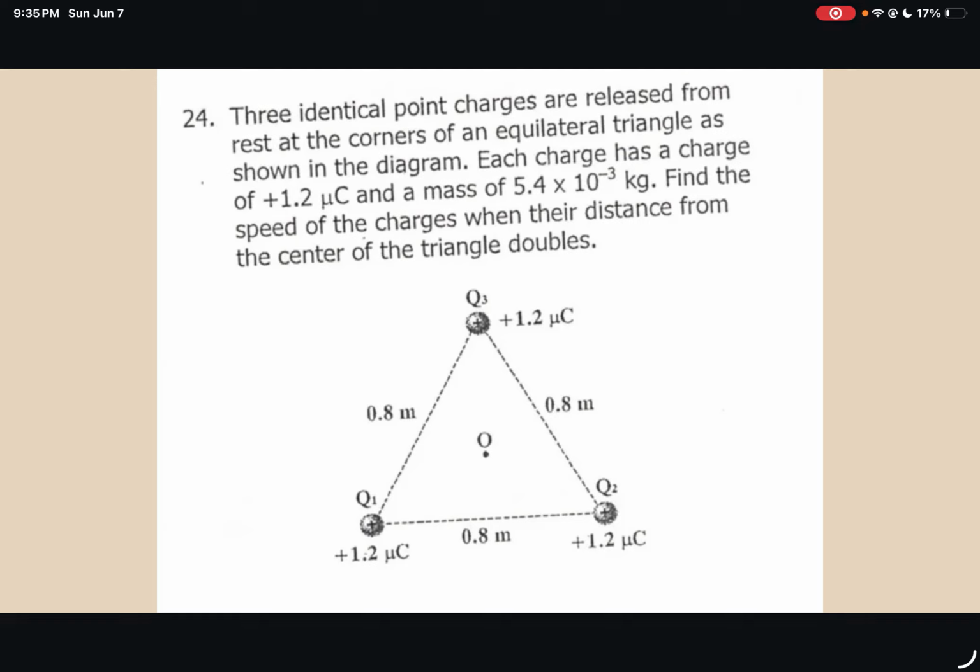Three identical point charges are released from rest at the corners of an equilateral triangle as shown in the diagram. Each charge has a charge of positive 1.2 microcoulomb and a mass of 5.4 times 10 to the power of negative 3 kilograms. Find the speed of the charges when their distance from the center of the triangle doubles.